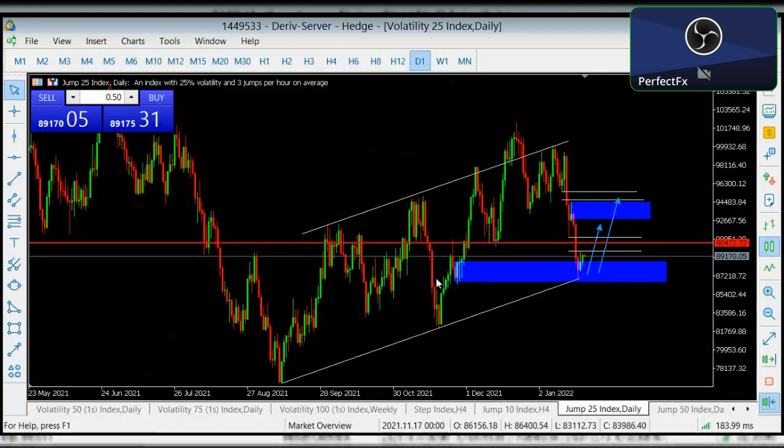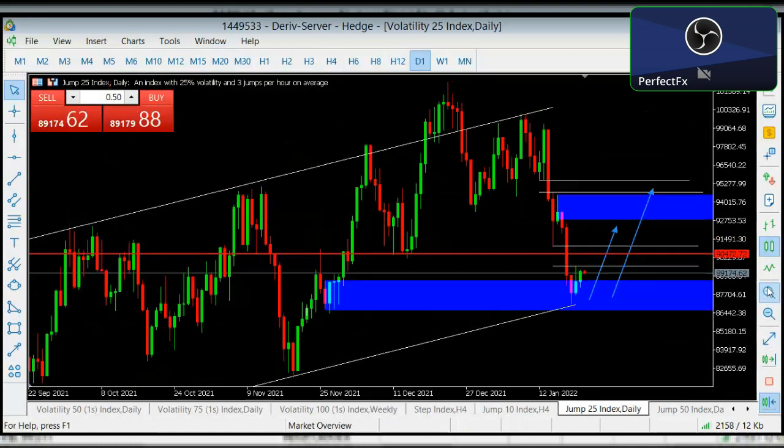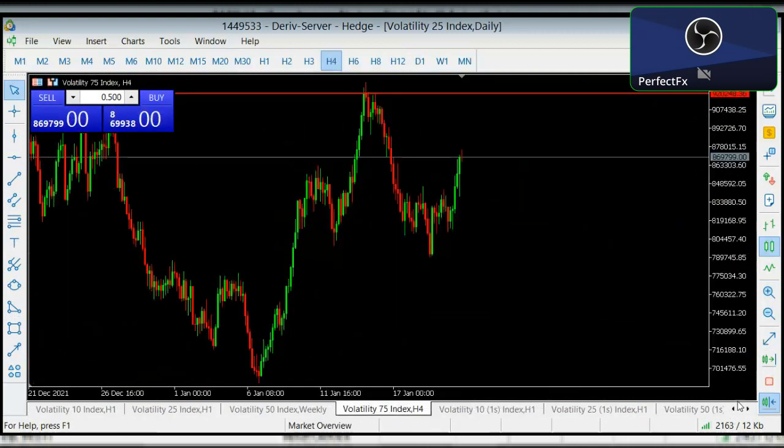Price has retested this trend line twice, and this is the third time price is retesting the trend line, and there's every possibility price pushes to this upside. So guys, let's just do one more analysis and see what the price is saying.